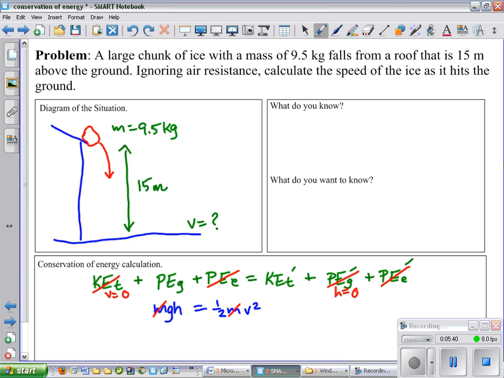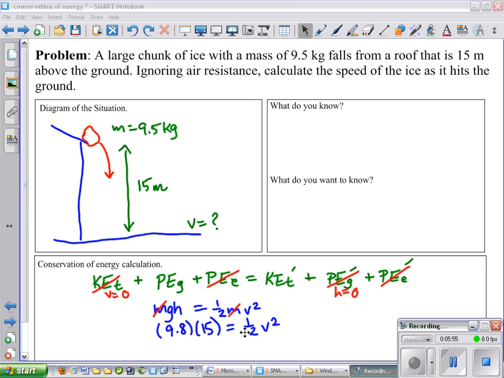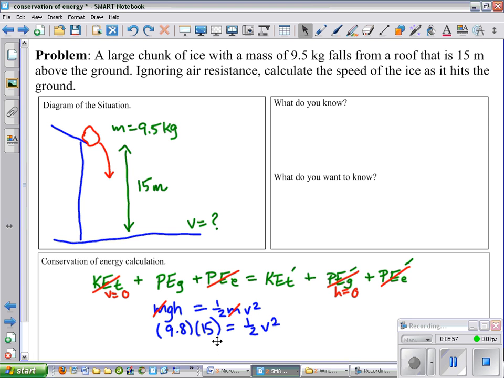And now let's see what we have. Remember, this is all scalar, so we put 9.8 in as a positive. The height is 15 meters. Those units are all compatible. 1/2 v squared. So if I put that in the calculator, I get 17 meters per second. And that is the speed at which the ice hits the ground.